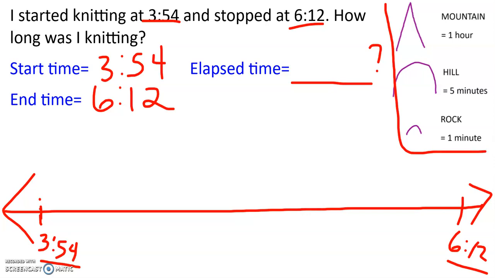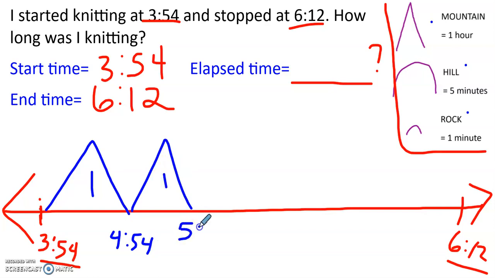So let's start. I'm going to start with a mountain. I personally always like to start with hours, but you don't have to start with hours. You can do your mountains, hills, and rocks in any order that you want as long as you're accurate. But I like to start with mountains. So 3:54 plus 1 hour gets me to 4:54. Can I do another hour? Yeah.